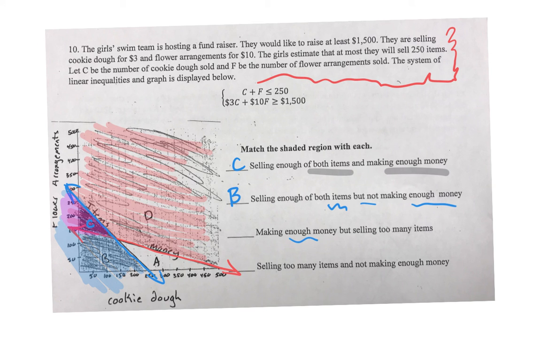Making enough money, so I'm in the red area, but selling too many items. So I'm in the red, but not in the blue. That'd be the D region. And then selling too many items, but still not making enough money. I'm not satisfying either inequality. I'm in the A. I'm not shading the red. I'm not shading the blue. I'm selling too many. Boo. I'm not making enough money. Boo. All right, guys, that should be the easiest question on your test. It's going to be similar to this one. All right, all right.